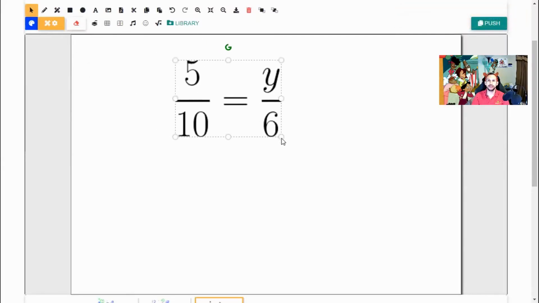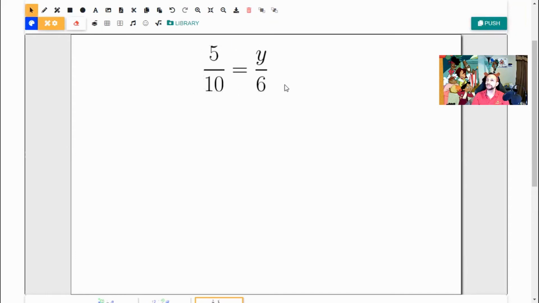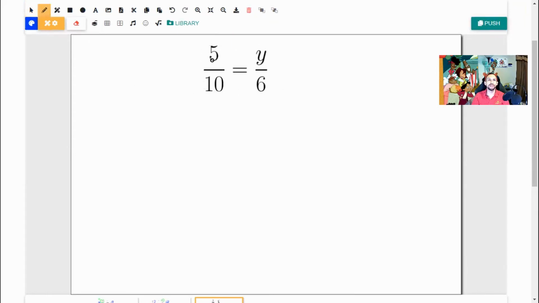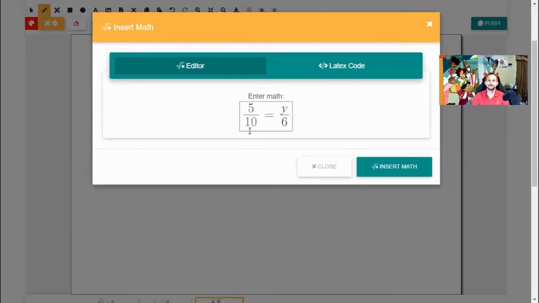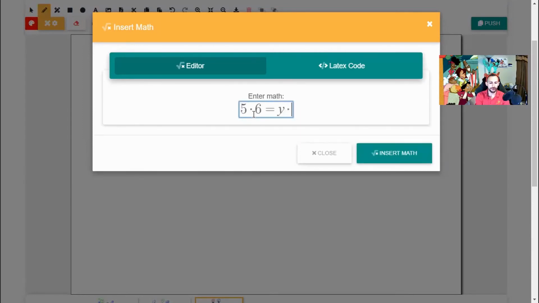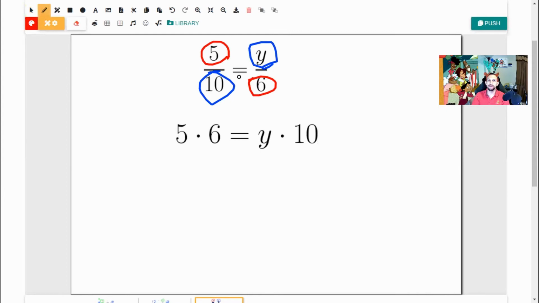Now you'll have to forgive my sloppy handwriting. I can't insert equations in different colors, so I'm going to be color coding with my marker tool. So we want to look at the numerator on the right and the denominator on the left, and we're going to be multiplying those two. And then we'll be looking at the numerator on the left and the denominator on the right and multiply those two. So this would become 5 times 6 equals y times 10.